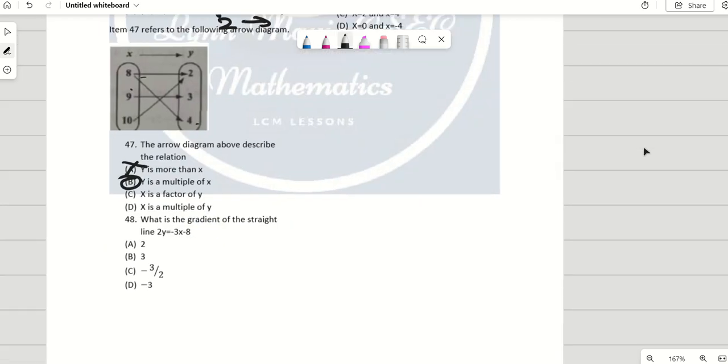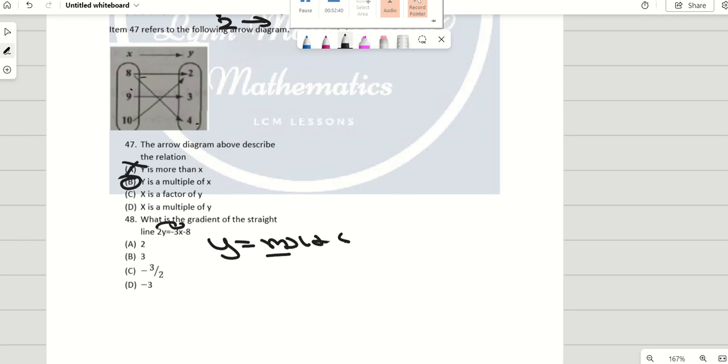Number 48. What is the gradient of a straight line? Remember, the gradient comes from the form y equals mx plus c, where the coefficient of x is your gradient. So we want to make y the subject. You carry across, divide, multiply by 2.